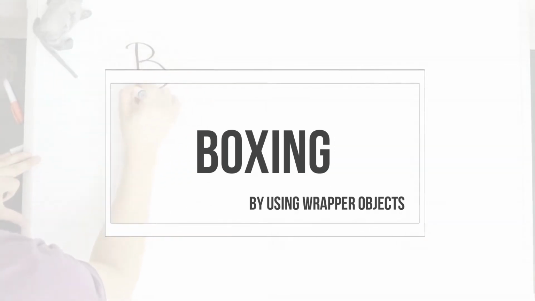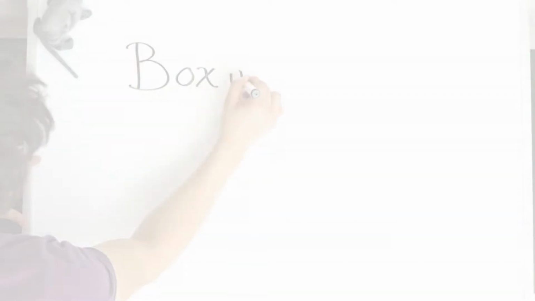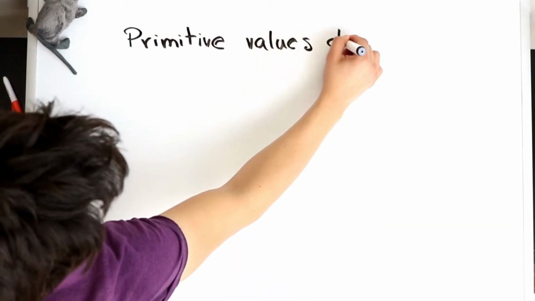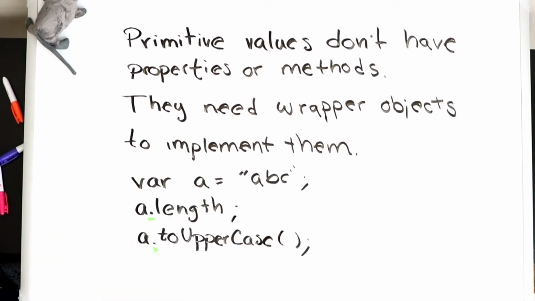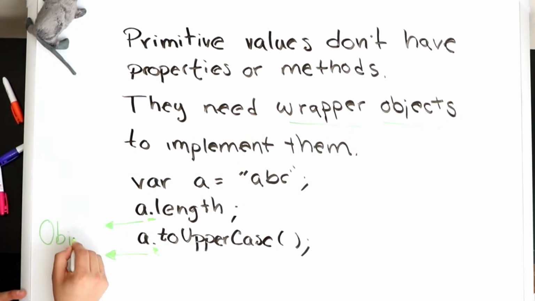Boxing in JavaScript by using wrapper objects. Now let's check what is boxing and unboxing in JavaScript. We'll start with boxing. This is a very important topic in JavaScript. The primitive values don't actually have properties or methods. When we want to use a property or method like length or toUpperCase, what JavaScript does is create a wrapper object so that we can use such methods.